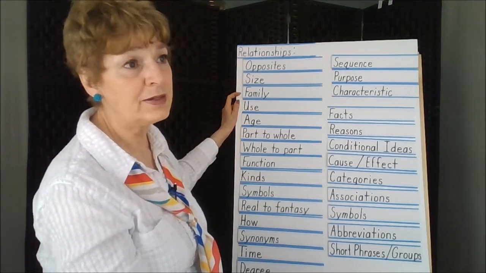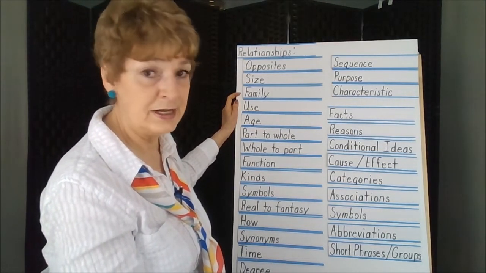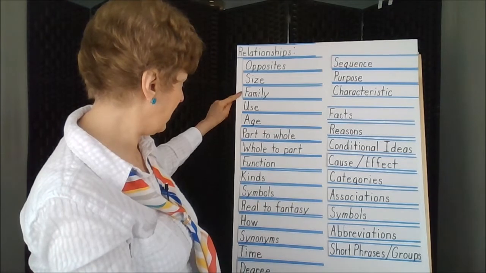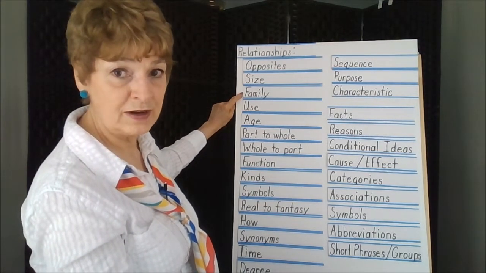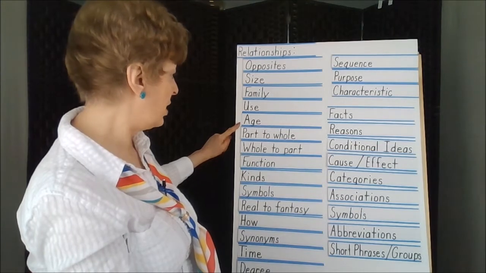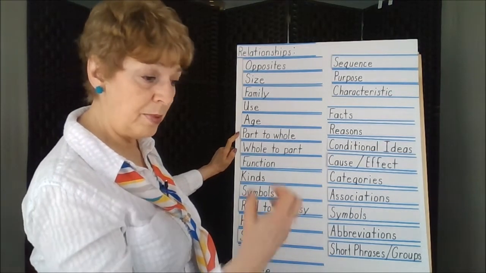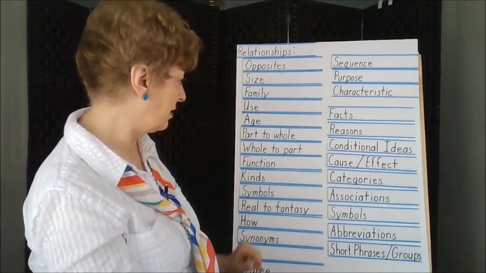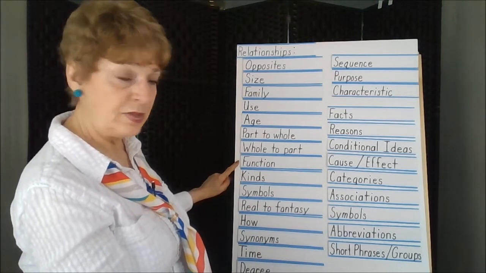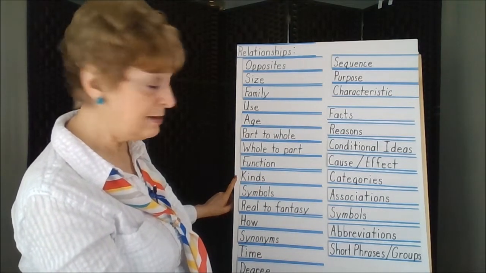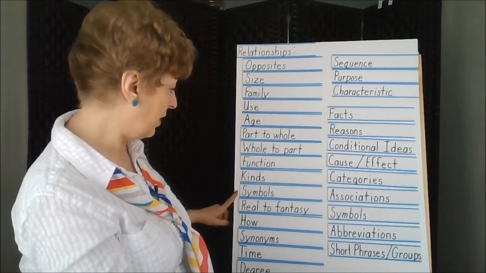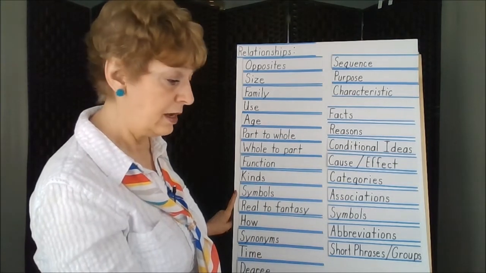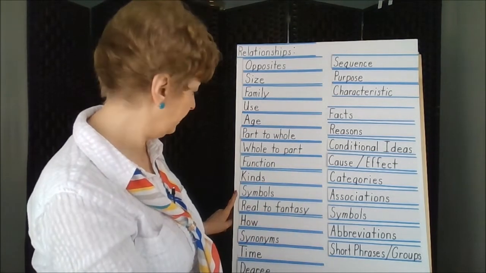Family, we've got certainly like a hierarchy of genus and species and kingdom and phylum. That would be an idea of maybe a family discussion of biology. Use, the age, sometimes they're talking about a part of a whole, sometimes they're talking about the whole thing and discussing the part later. Functions you're going to think about, the kinds of groupings, symbols, something that stands for something. I think I used a four-leaf clover is a sign of good luck.